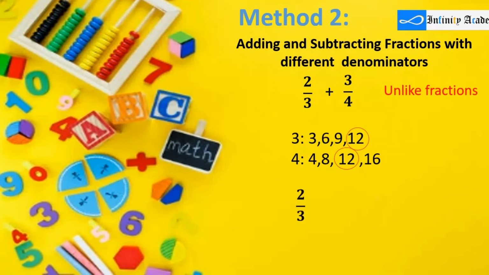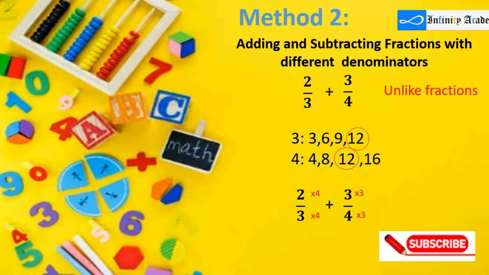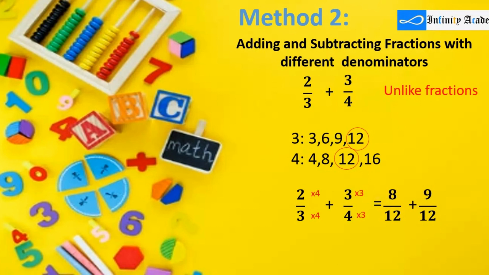Now write the fractions again and focus on making the denominator 12. As 3 times 4 is 12, so multiply the first fraction by 4 to get 12 in the denominator. Keep this in mind that whenever we multiply any number in the denominator, the same number must be multiplied with the numerator as well. So multiplying 4 by 2 as well. Similarly, multiply the next fraction by 3 in the denominator and the numerator as well. Now, the first fraction becomes 8 by 12 and the second fraction becomes 9 by 12.